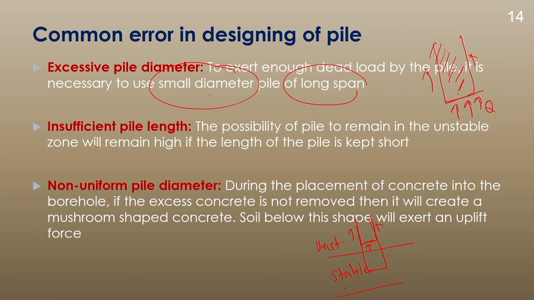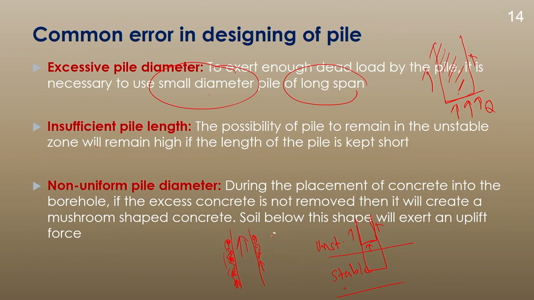The other common error is providing a non-uniform pile diameter. Sometimes during construction, we just pour extra concrete material. This extra concrete material can act as a part of the pile. And if the soil is an expansive type, then there will be an uplifting pressure acting over this extra pile area or extra portion of the pile. So this uplifting pressure will generate additional uplifting pressure on the pile.